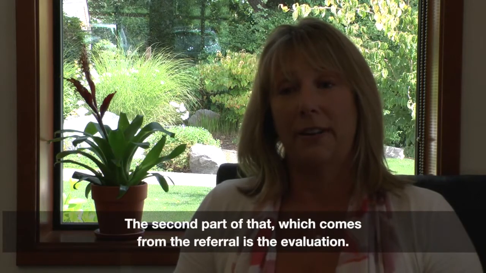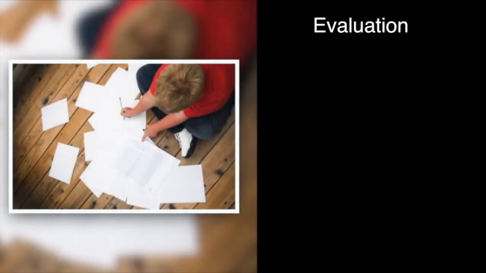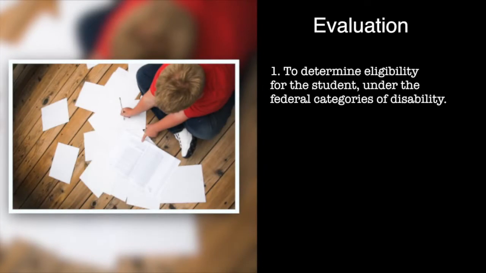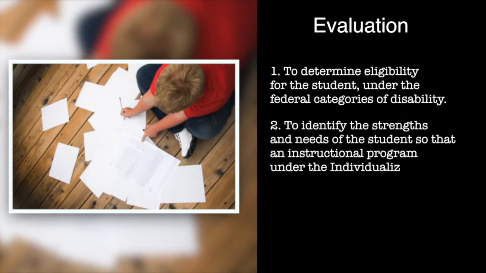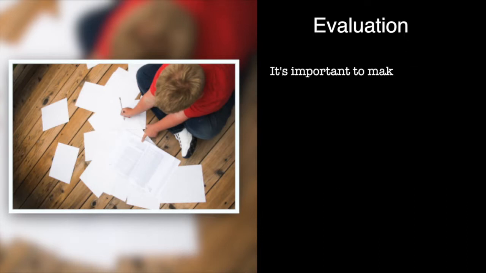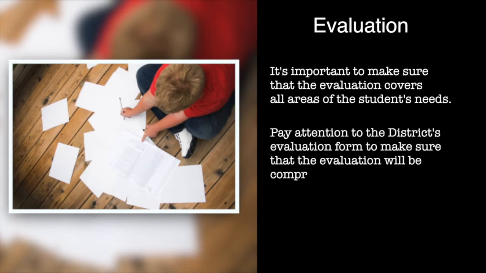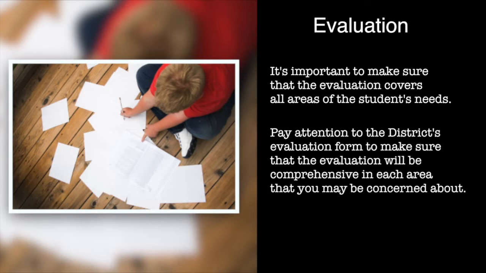The second part of that, which comes from the referral, is the evaluation. The evaluation has two purposes: to determine eligibility for the student under the federal categories of disability, and to identify the strengths and needs of the student so that an instructional program under the Individualized Education Program can be developed. It's important to make sure that the evaluation covers all areas of a student's needs. Pay attention to the district's evaluation form to make sure that the evaluation will be comprehensive in each area that you may be concerned about.